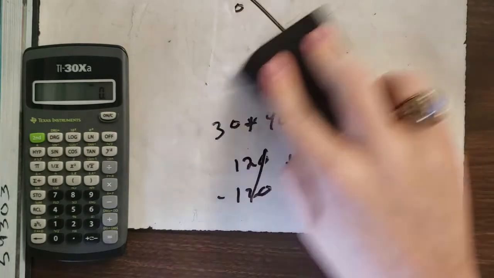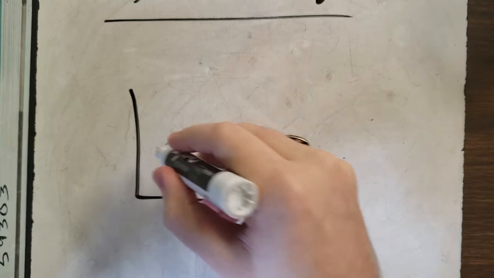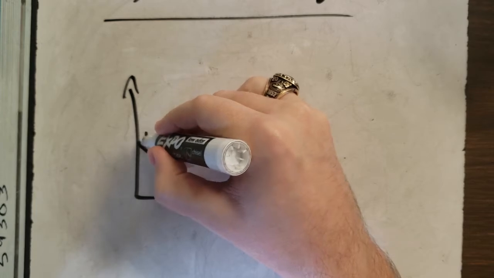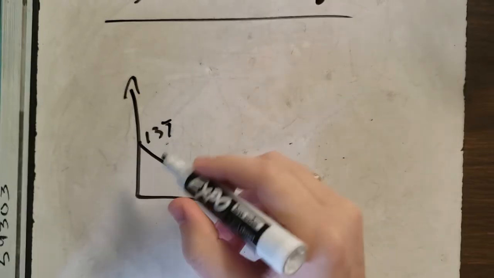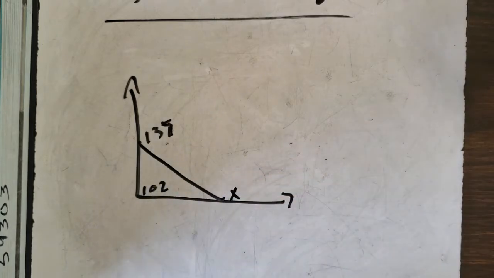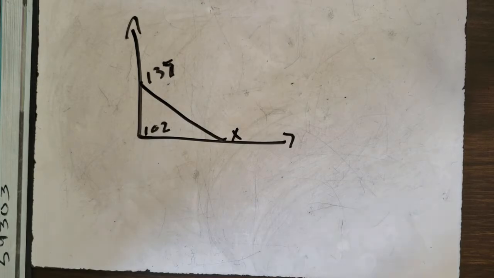Let's try something a little more. So let's do this. You have a shape like this. This is 137 here. This is 102. And just find this outside angle. So this one looks kind of weird. It's not. So now here we start the step-by-step process. Start with the angle 137. That's where we're going to start.